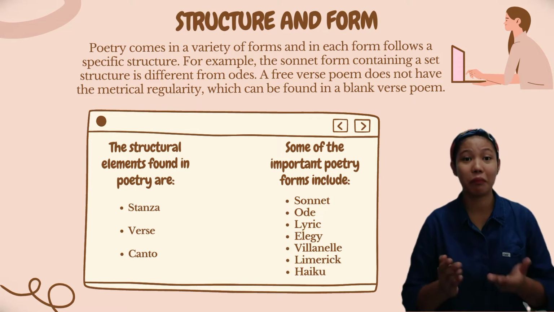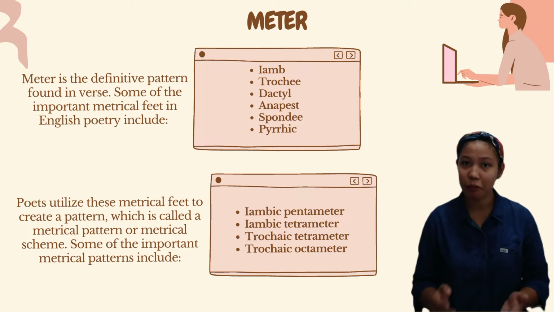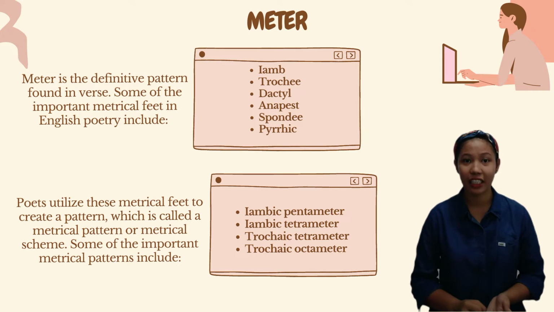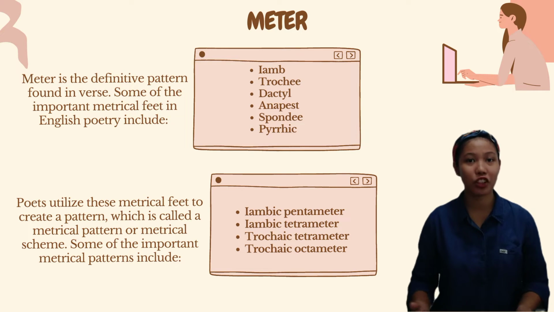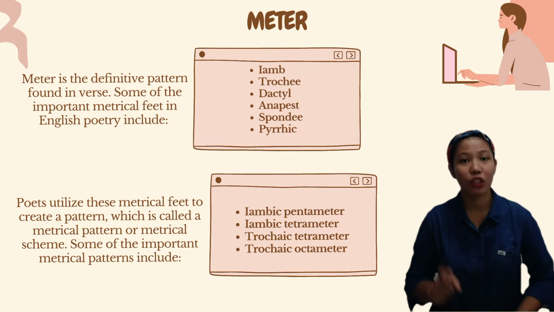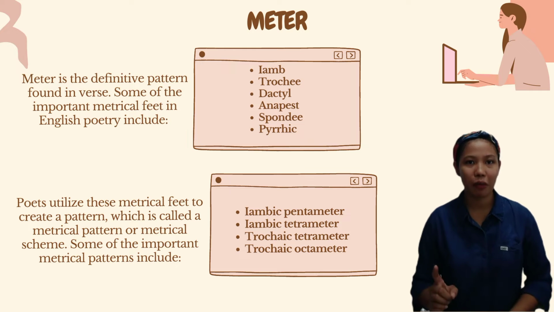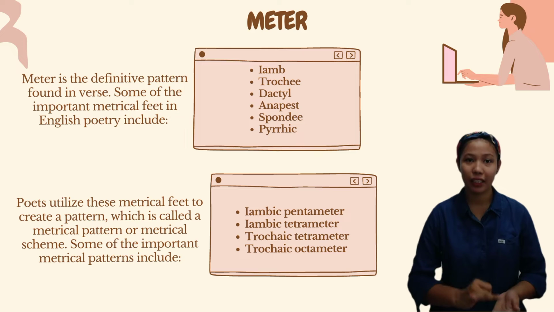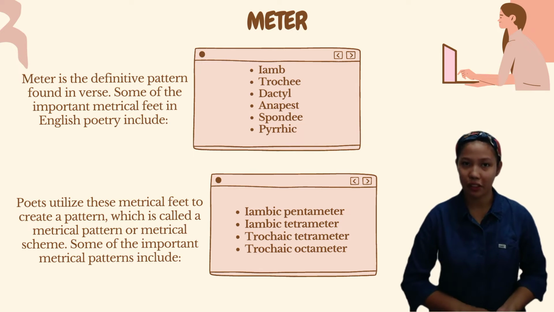The next element is meter. Meter is the definitive pattern found in verse. Some of the important metrical feet in English poetry include iamb, trochee, dactyl, anapest, spondee, and pyrrhic. Poets utilize these metrical feet to create a pattern, which is called a metrical pattern or metrical scheme. Some of the important metrical patterns include iambic pentameter, iambic tetrameter, trochaic tetrameter, and trochaic octameter.